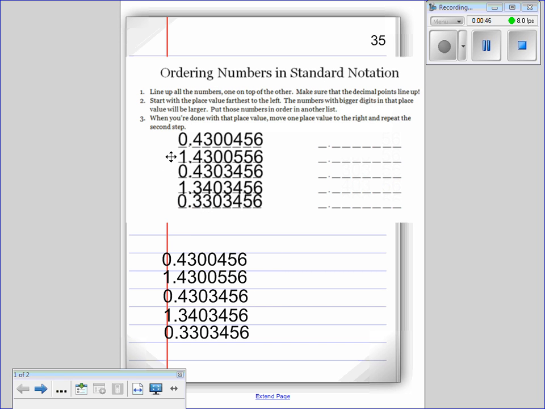All right, so let's look. Which ones are going to be least? Well, the ones with the zeros in the ones place. So we'll just go ahead and put those up on top, and we'll put the ones on the bottom.